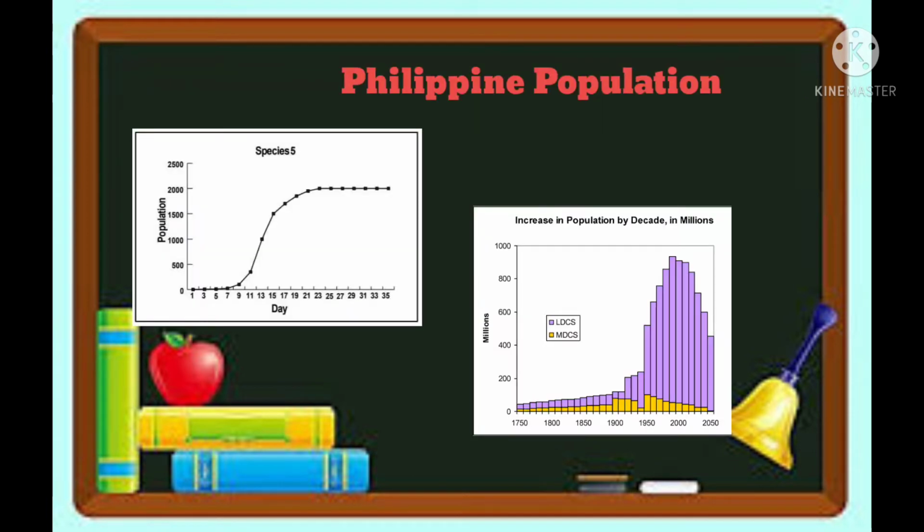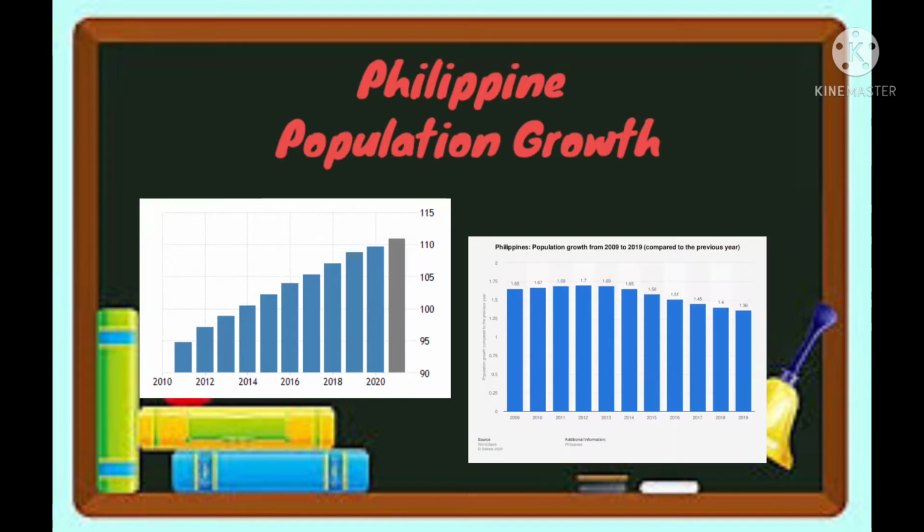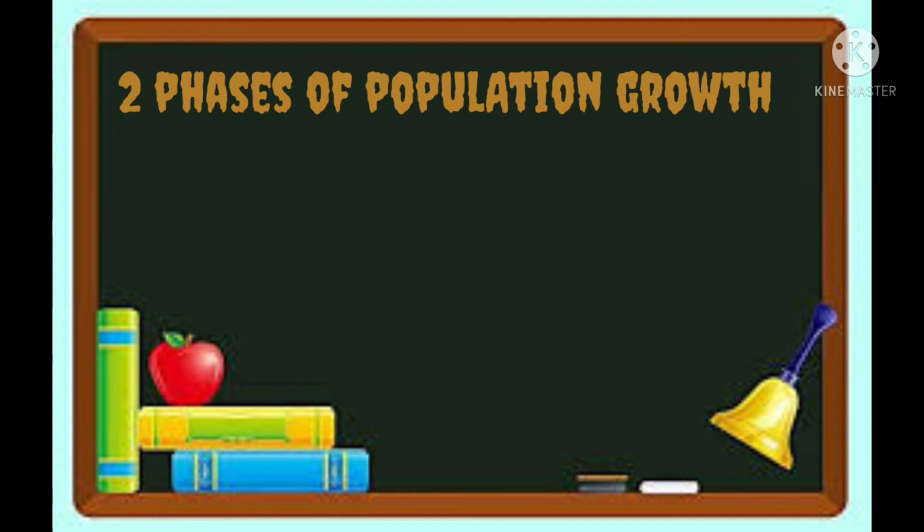The populations of most living things tend to fluctuate naturally around a certain level. That level is the carrying capacity. The following is a graph of a population at the carrying capacity of its ecosystem. The picture shows the two phases of population growth.